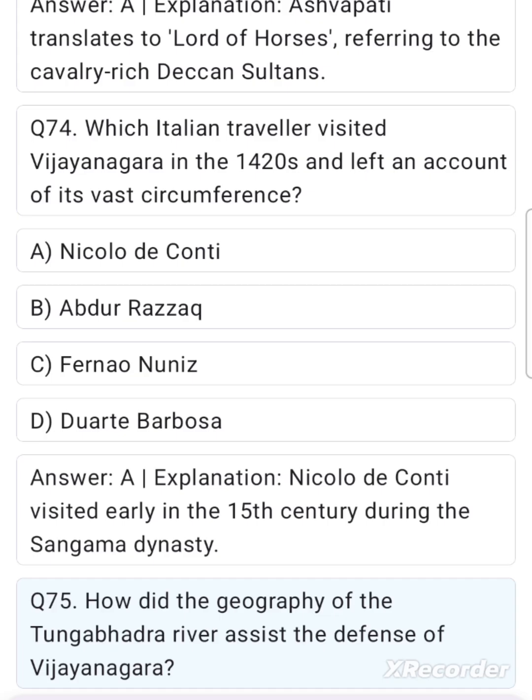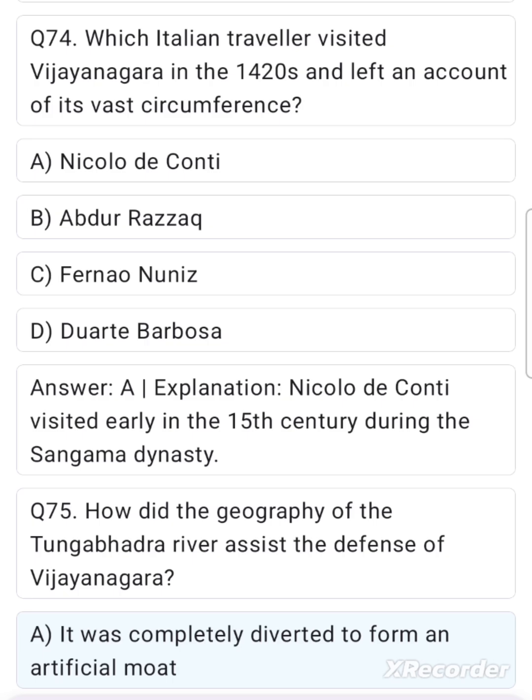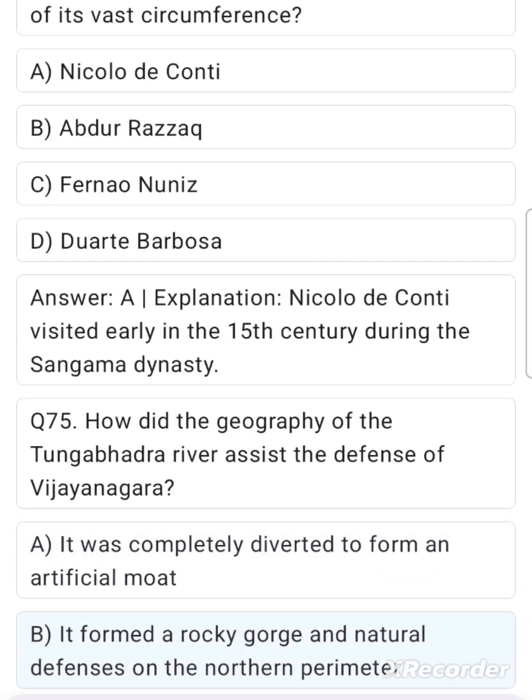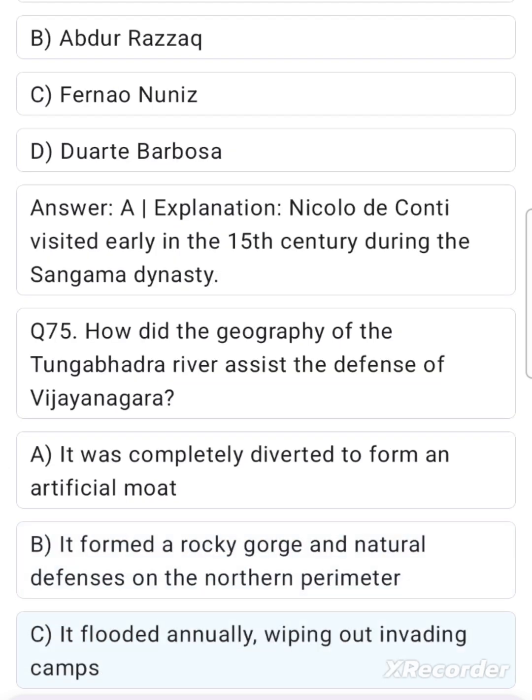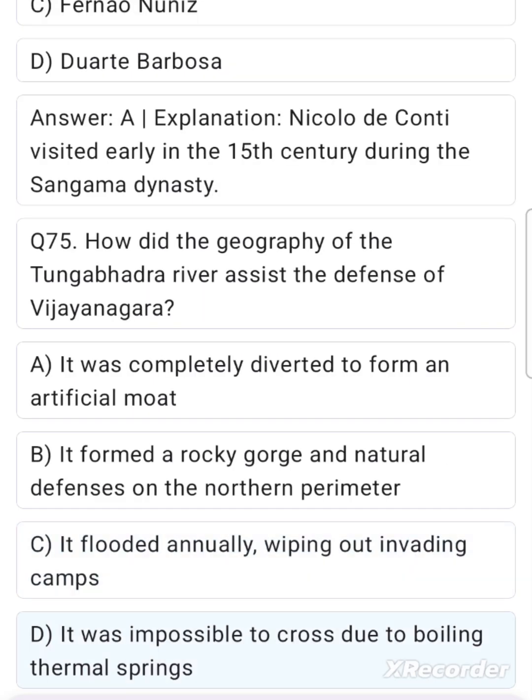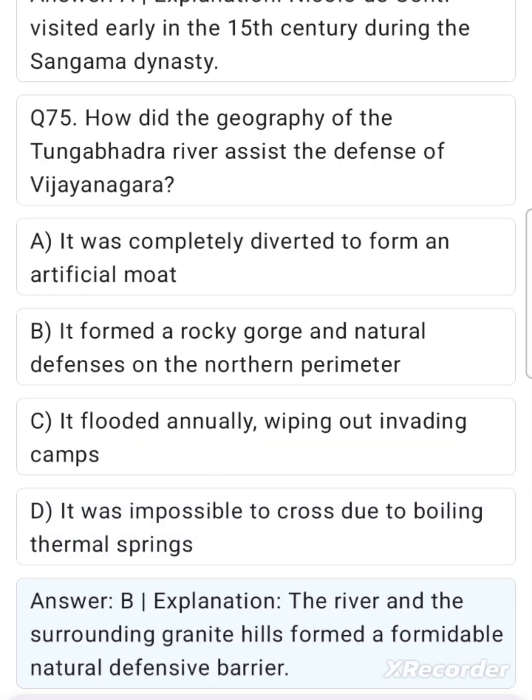Q75. How did the geography of the Tungabhadra river assist the defense of Vijayanagara? A. It was completely diverted to form an artificial moat. B. It formed a rocky gorge and natural defenses on the northern perimeter. C. It flooded annually, wiping out invading camps. D. It was impossible to cross due to boiling thermal springs. Answer: B. Explanation: The river and the surrounding granite hills formed a formidable natural defensive barrier.